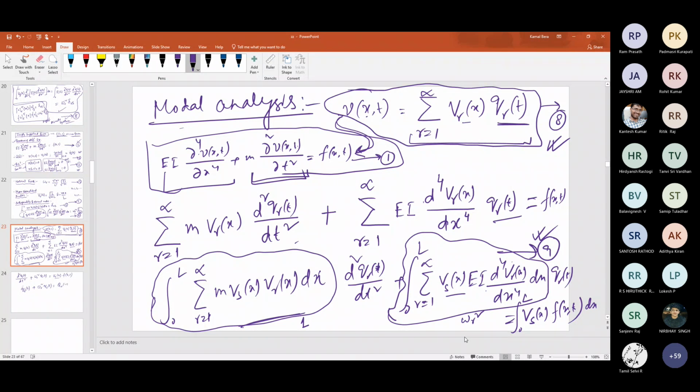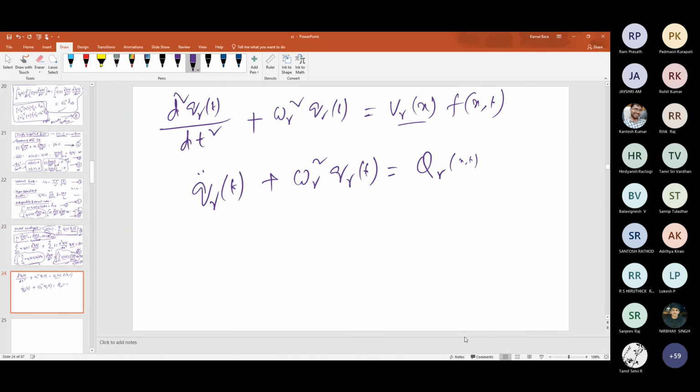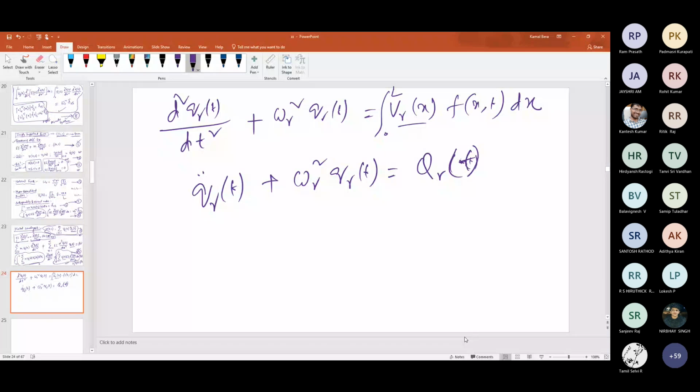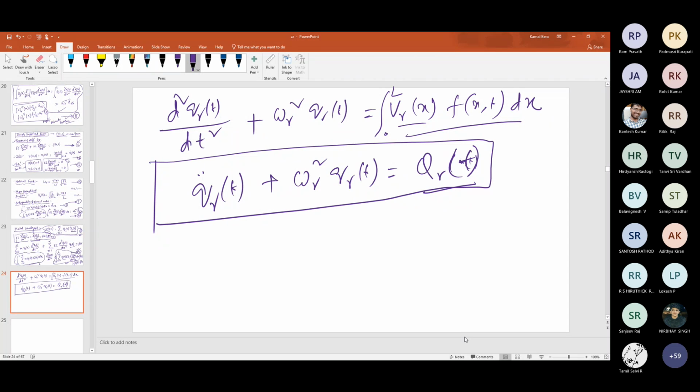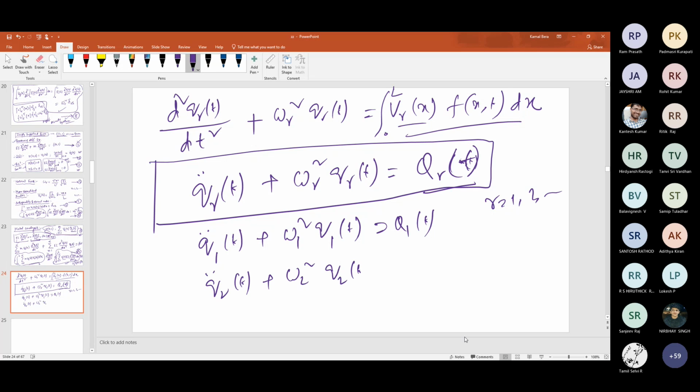Actually, I am writing here 0 to L, dx, where Q_r(t) I am just defining like this. What is this? It is the equation of a single degree of freedom system. You already know how to solve it. So for r equal to 1, 2, and so on: the first equation will be omega_1 squared q_1(t), the second equation omega_2 squared q_2(t), and so forth. Infinite number of such equations.